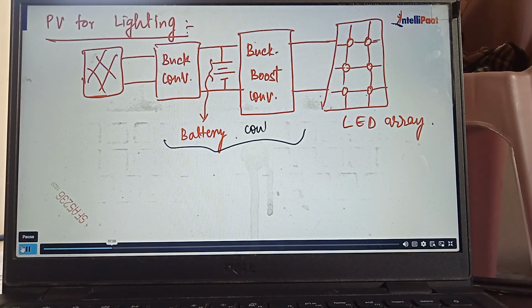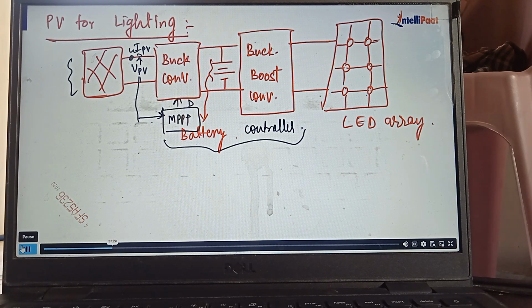This unit is coming as a controller. And we are taking some voltage and current. We need to sense the voltage, VPV, and the IPV from here, and that is going into the MPPT. The output of the MPPT is the duty ratio. So we have the voltage, and we can take it as VPV, IPV.